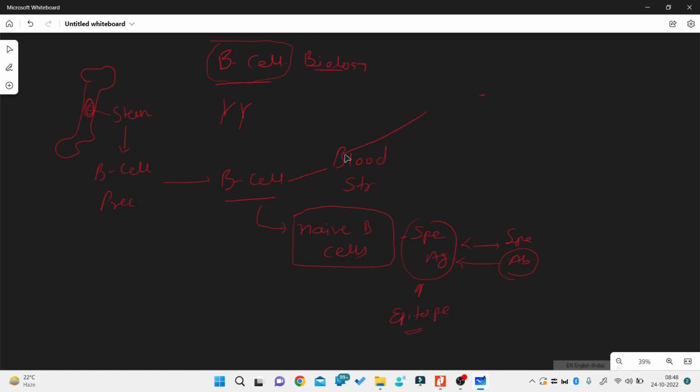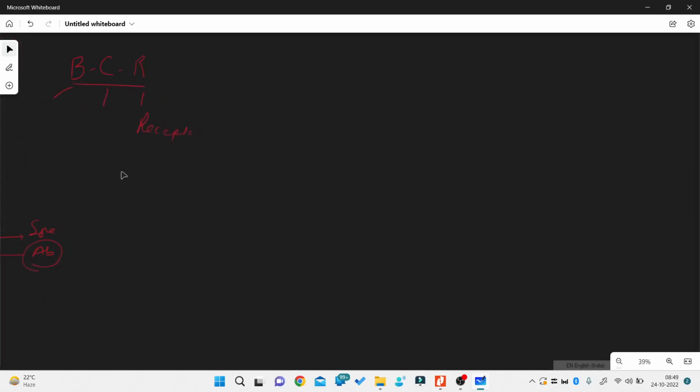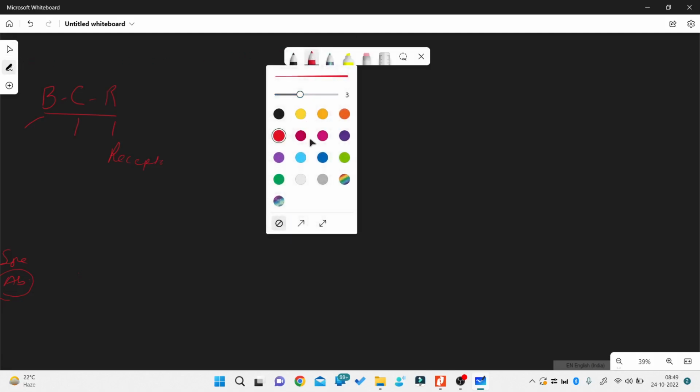So as we discussed in T cell biology, we have a TCR, and here we have a BCR. What does it mean? B stands for B cell, R stands for receptor. So we need a certain kind of receptor here for the activation of the B cell. Now we'll discuss the BCR as well as the mechanism. So how this works, let's see.